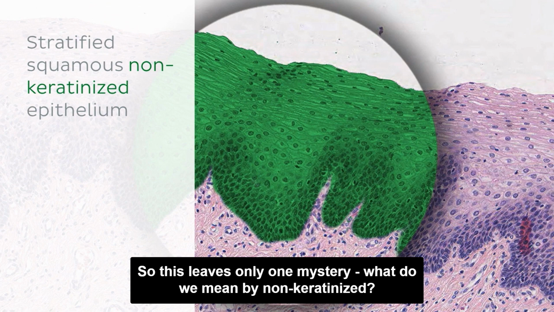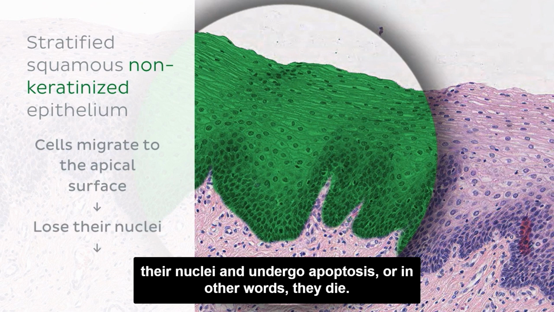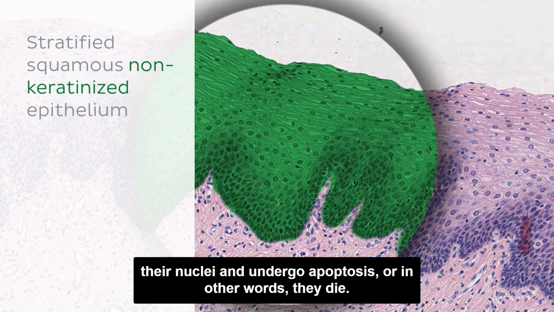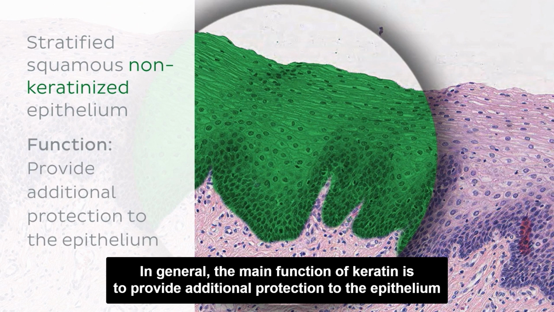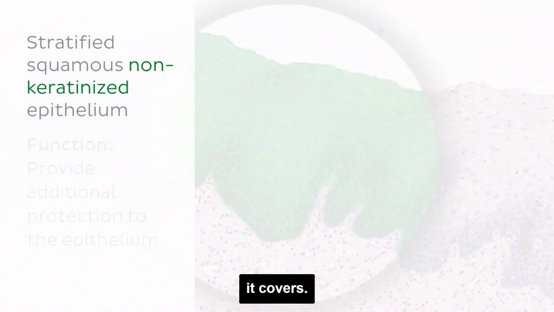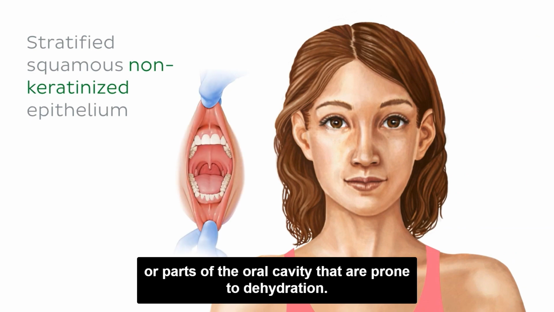So this leaves only one mystery. What do we mean by non-keratinized? Well, keratinization is a process whereby cells migrating to the apical surface lose their nuclei and undergo apoptosis, or in other words, they die. In general, the main function of keratin is to provide additional protection to the epithelium it covers. For example, we find cells that have undergone keratinization in regions such as the skin or parts of the oral cavity that are prone to dehydration.